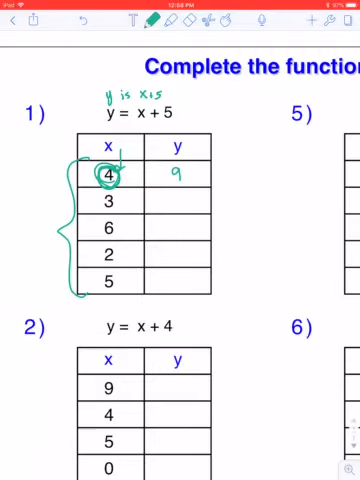Okay, so looking at the next part. The next x they give us is 3. So y is supposed to be x plus 5. Well, the x they just gave us is 3. So 3 plus 5, which is just 8.